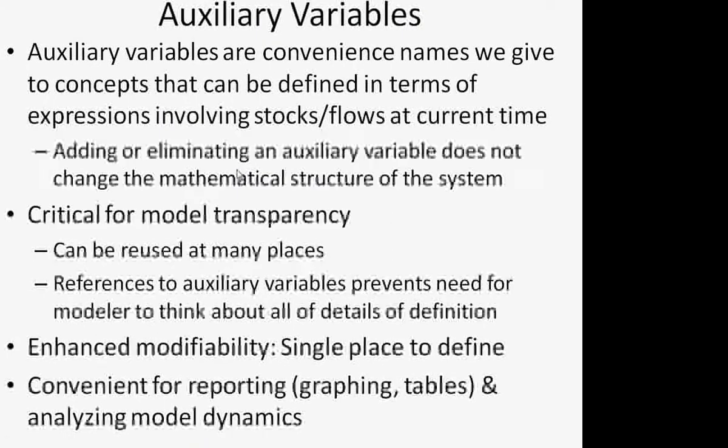We can use total population once we've defined it to compute fractional prevalence. We could also use it to compute the number of people who have been infected, whether they're infected now or previously infected, by subtracting the number of susceptible from the total population, etc. You have a single place to define it, and it's comfortable for reporting.